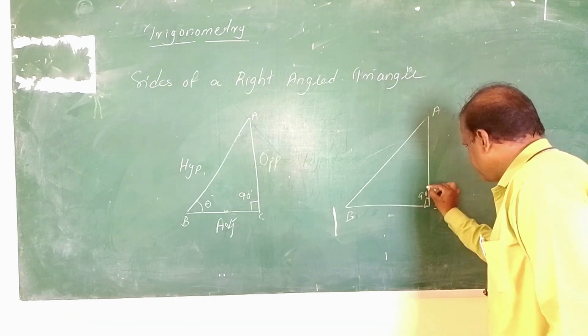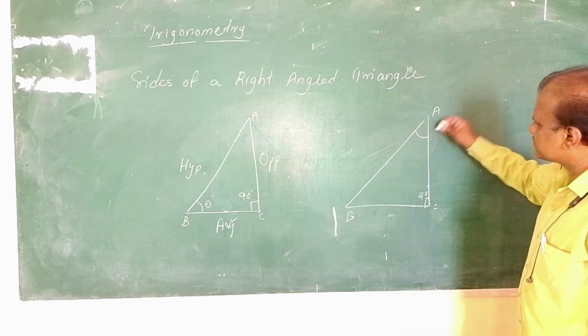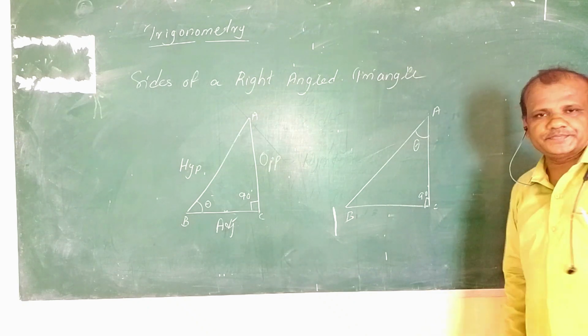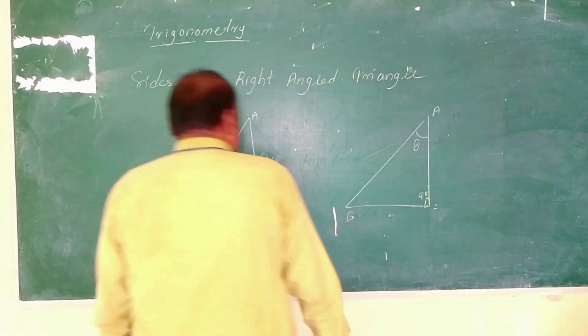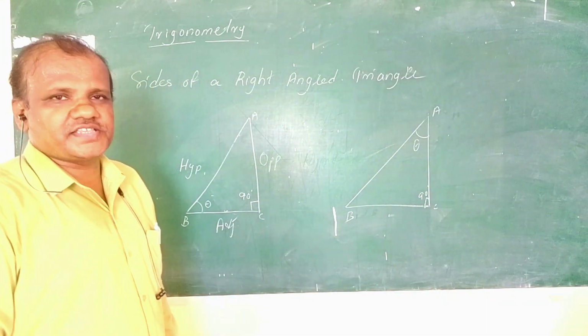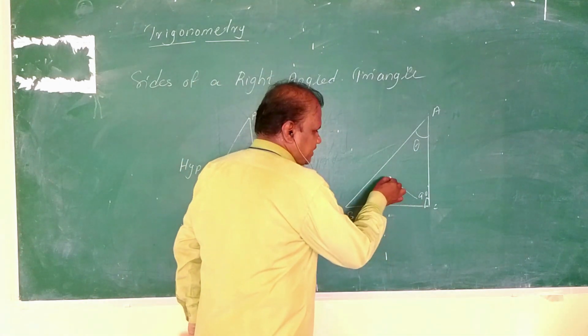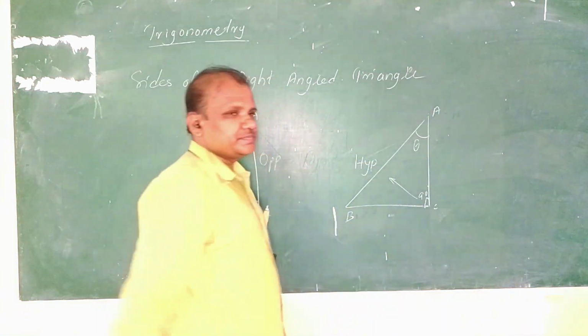Okay, two sides are perpendicular to each other. So I am going to define the three sides with respect to this theta, where theta is at A. As per the definition, the hypotenuse is nothing but the side opposite to the 90 degrees. So this is the hypotenuse.